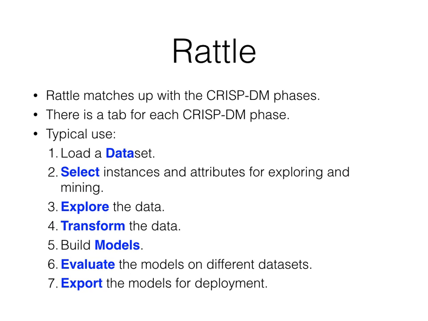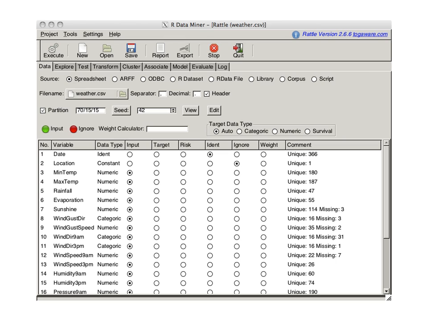The first one is to load a data set, so the first tab is called Data. The second one is to select the instances and attributes for exploring the data. There's an Exploration tab, a Transformation tab, and then there's a tab for doing the modelling, a tab for evaluating the models on different data sets, and then there's even a tab for exporting the models for deployment. Just to give you a few pictures that show each of these different phases, this is the first one, where we're loading the data.